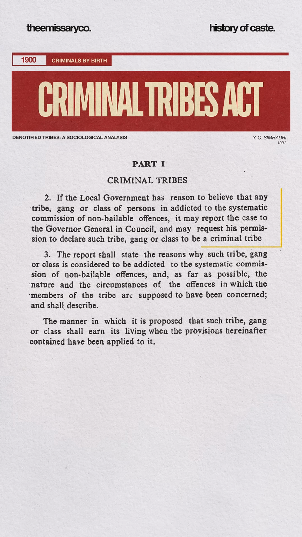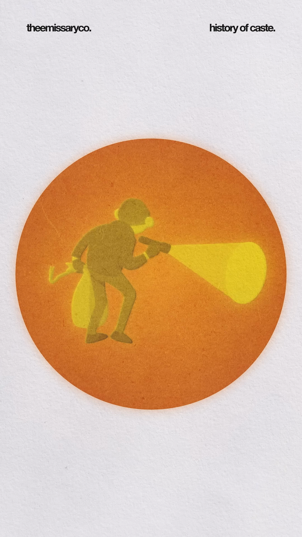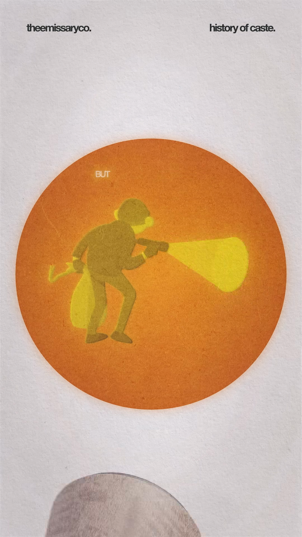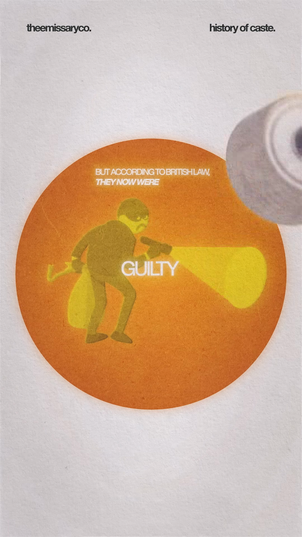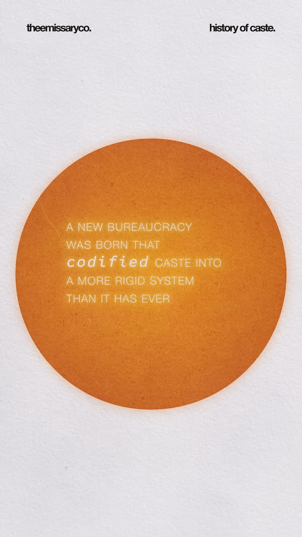Then there was the Criminal Tribes Act, which designated entire communities as criminals by birth. While it's true some caste members were historically involved in things like banditry, not all individuals were guilty of this crime, but according to British law, they now were. The British made caste into a legal code. A new bureaucracy was born that codified caste into a more rigid system than it had ever been before.